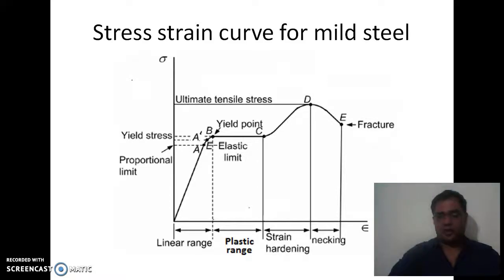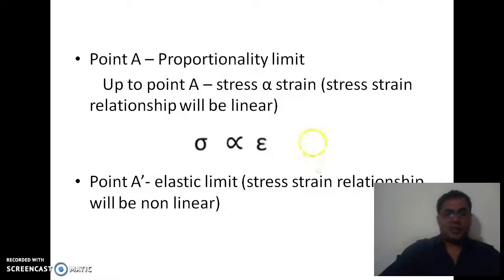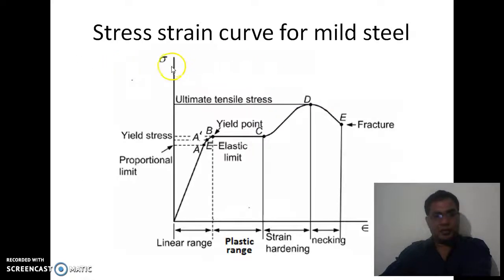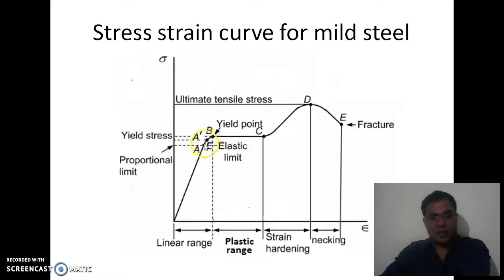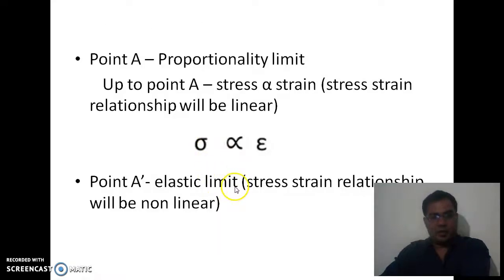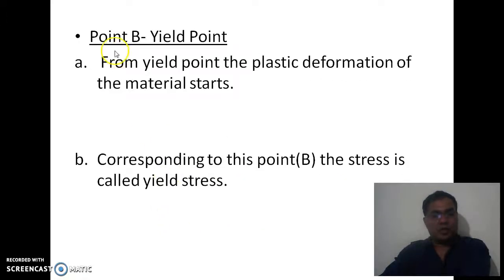This is called necking. On the next slide, as I explained earlier, point A is the proportionality limit. The variation of the strain here is linear. The stress is proportional to strain, and the stress-strain relationship will be linear. Point A dash, as shown in the figure, is the elastic limit. Here the stress-strain relationship will be non-linear. Further, point B is the yield point.